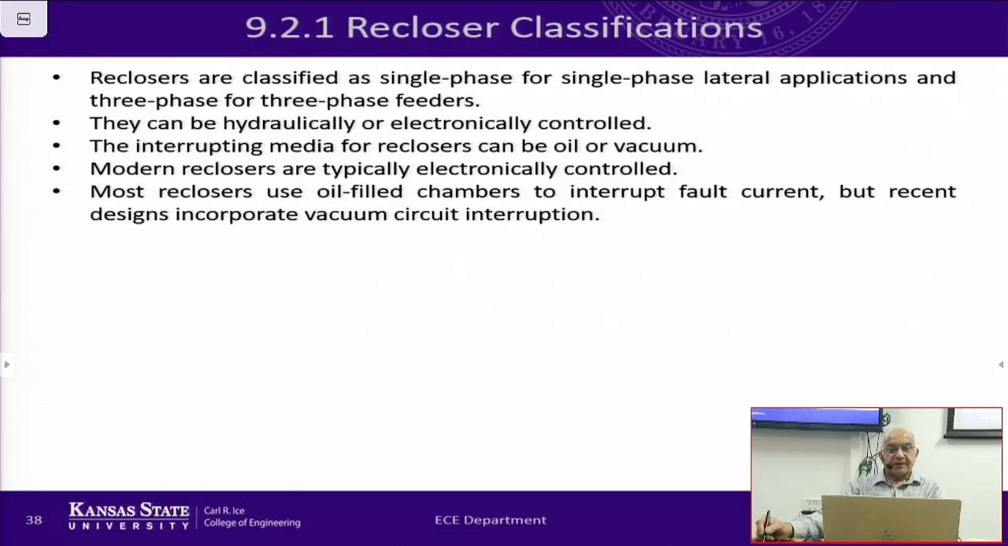They can be hydraulically or electronically controlled. Interrupting media for reclosers can be oil or vacuum, and most of the modern reclosers are electronically controlled. They also have Wi-Fi and remote monitoring capabilities. And of course, they can be oil-filled or vacuum, but because you are concerned about the weight, because they have to be on top of a pole, the oil-based media will make them very heavy. So vacuum is much more attractive.